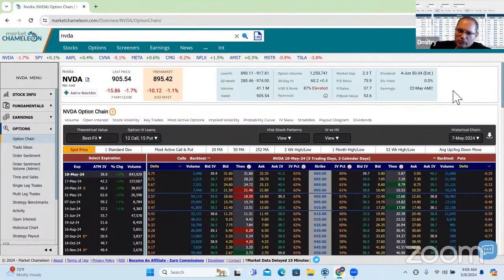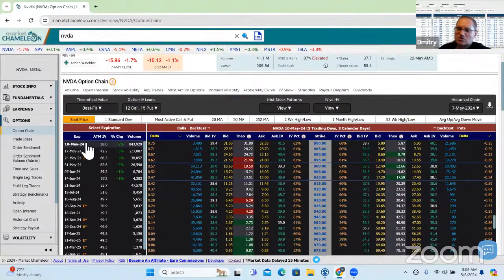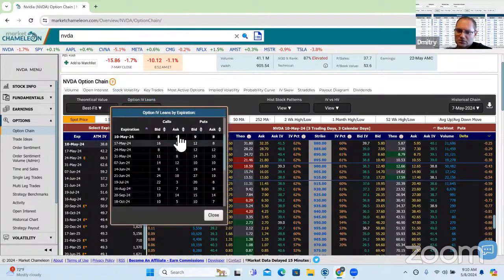Okay. So over here on NVIDIA, this is the NVIDIA options chain, and it defaults to the nearest expiration, which is right now May 10th, which will expire in three days. And we see here, these are the option leans that we detected. If I open it up, it shows it for each expiration.